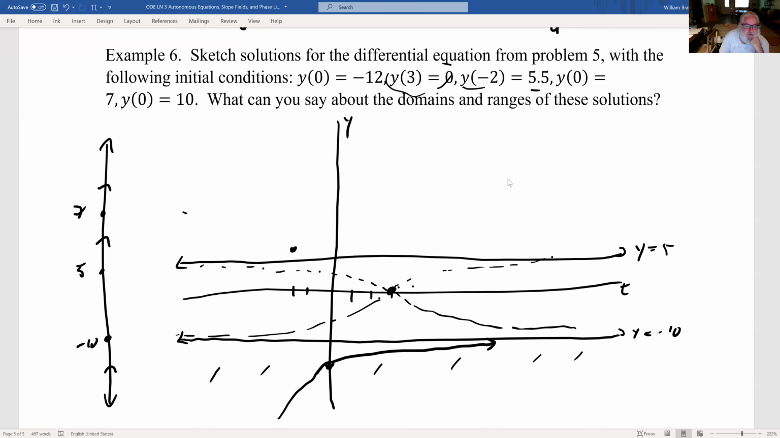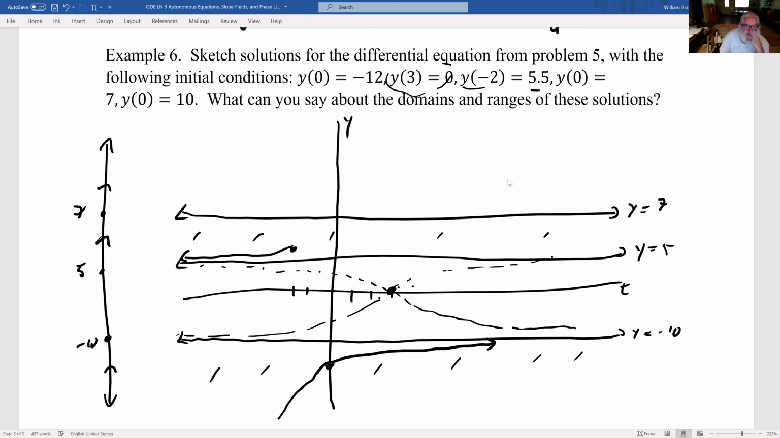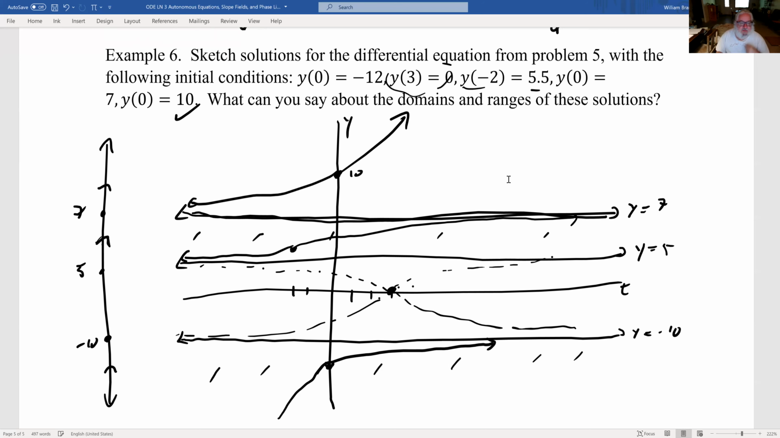And we know y equals 7 is the other equilibrium. And we know that the derivative is positive, arrow up everywhere in here, so all my slopes are positive. So if I start there, I must have come from back here and climb up to here. And then y of 0 equals 7, that's just the equilibrium. And y of 0 equals 10 means we're starting up here somewhere, and that means we go out like this.